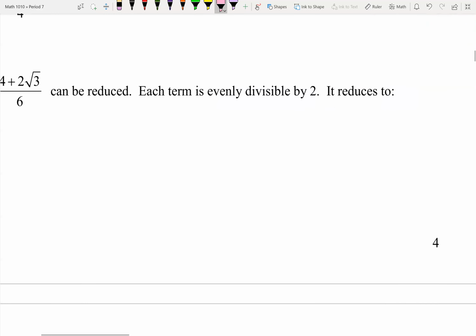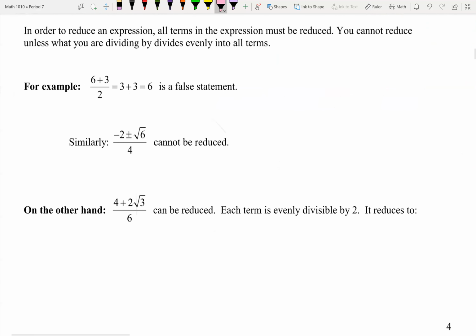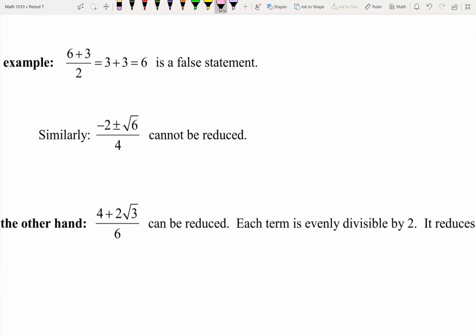Okay, let's do it. All those things are super, super important. Look right here: 6 plus 3 over 2. Look what this person did. They said 2 goes into 2 once, 2 goes into 6 3 times, so that's 3 plus 3, which is 6. It's wrong and it's rude.